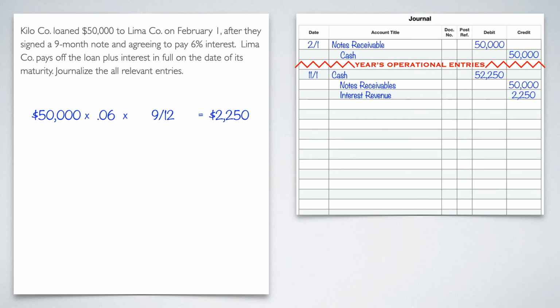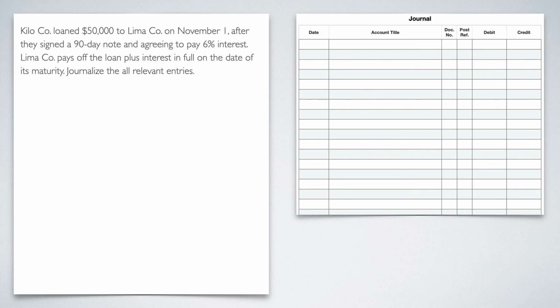All right, I'm going to show you one more example of this. This time it's going to be in days, just to give you another idea of how this works. So Kilo Company loaned $50,000 to Lima Company on November 1st after they signed a 90-day note and agreed to pay 6% interest. Lima pays off the loan plus the interest in full on the date of its maturity. Journalize all the relevant entries. So we're at 11/1 again. We'll do notes receivable and cash because that's just recognizing the principal loan. We'll go through the rest of the year, and then we hit 12/31 because this is one that goes past December 31st. So we have to stop and do a 12/31 adjustment.